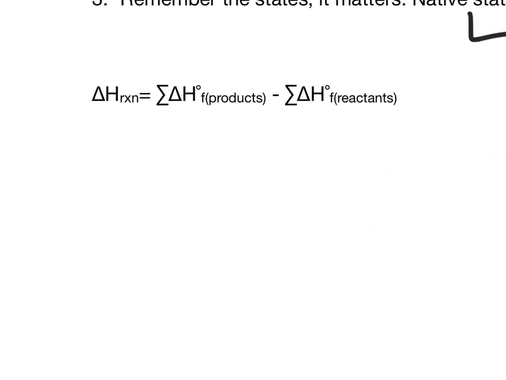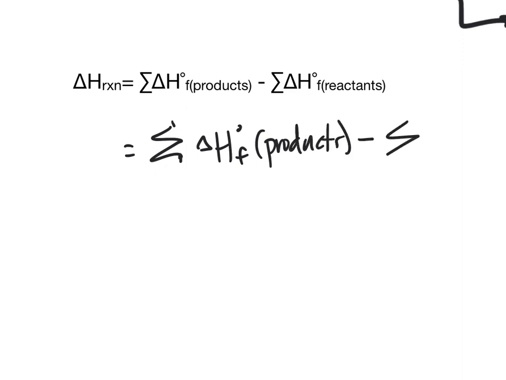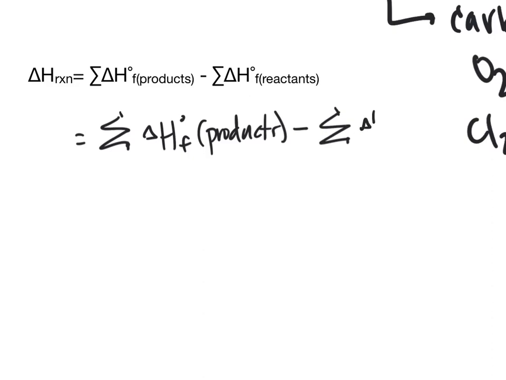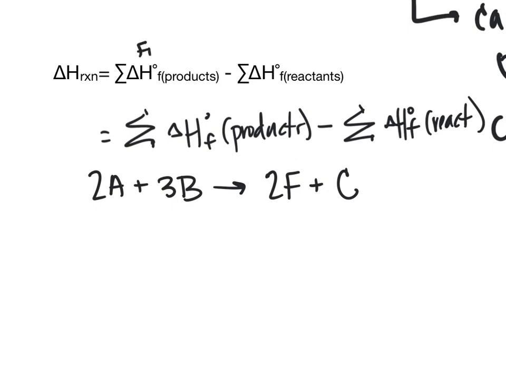So let's talk about how we're going to use this information. So delta H reaction equals the sum of the delta H naught F for the products minus the sum of the delta H naught F for the reactants. So what does that mean exactly? So if we have an equation where 2A plus 3B yields 2F plus C, in this case, we know that delta H is mostly going to be calculated final minus initial.